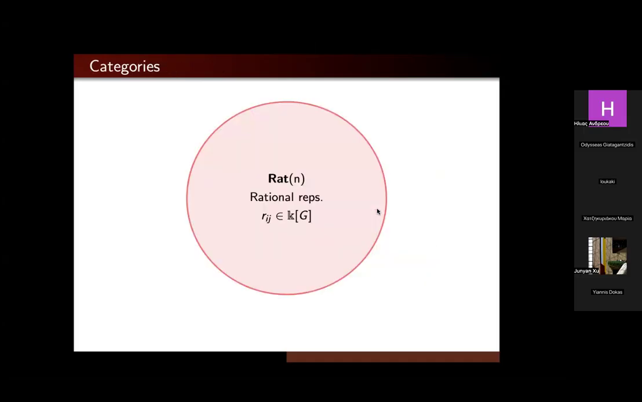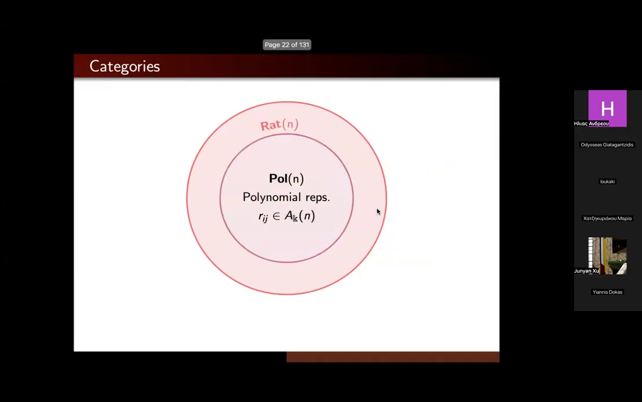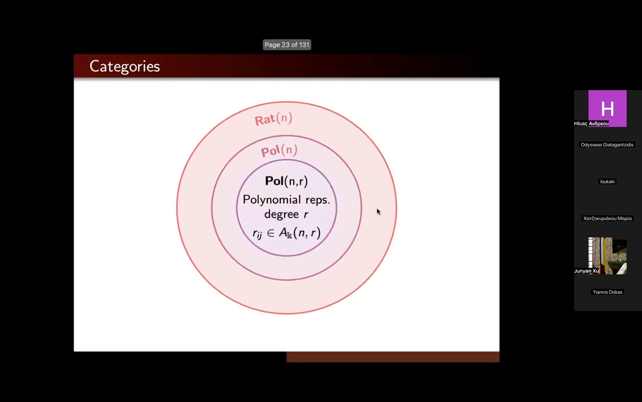Just to remind you of the categories. The big picture is the rational representations. I can restrict myself to polynomial representations without losing any information. And then I can look at the corner and say, okay, I want to know all the polynomial representations, so I'm going to check only the homogeneous parts. If I understand each homogeneous part, then Bob's your uncle. I know everything.